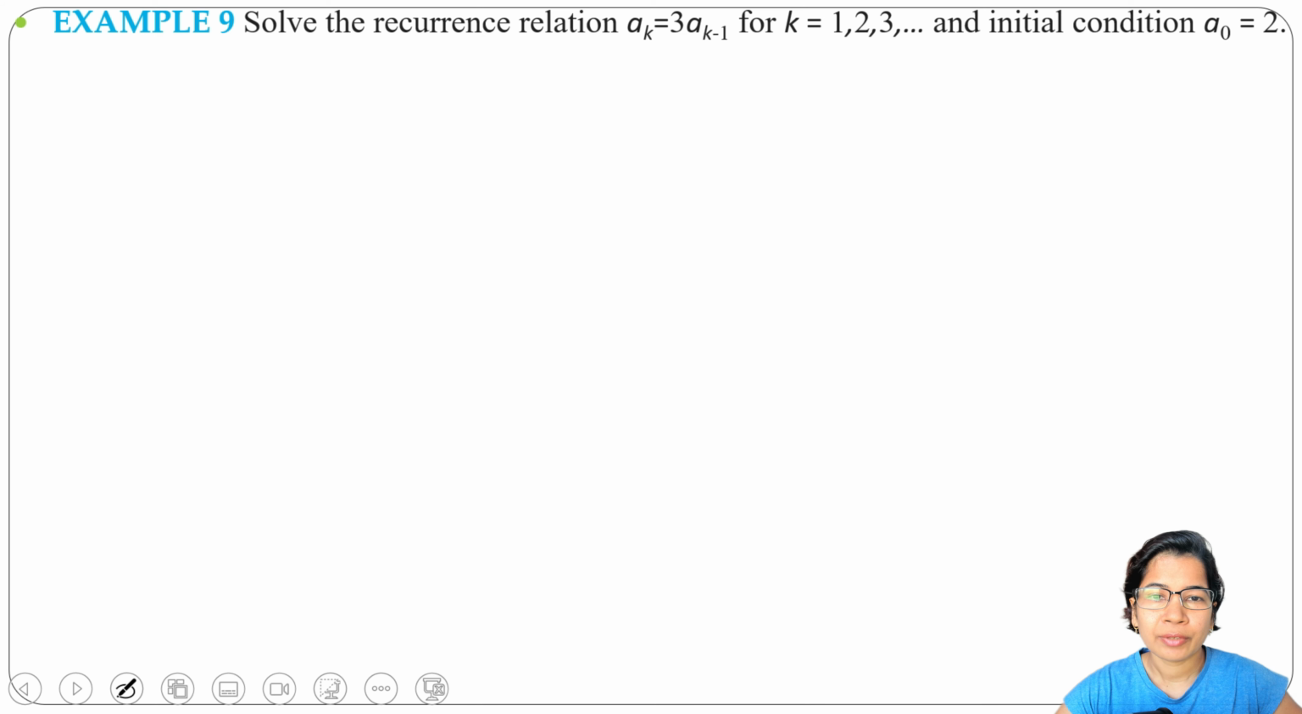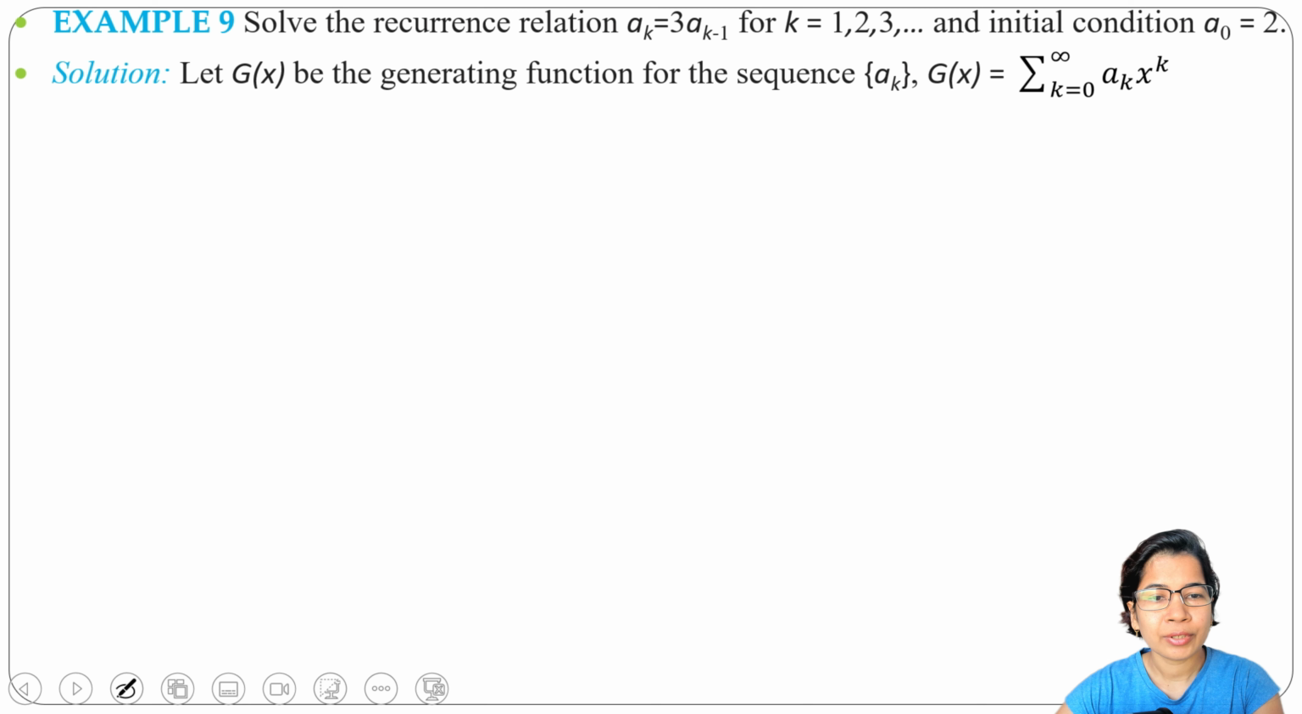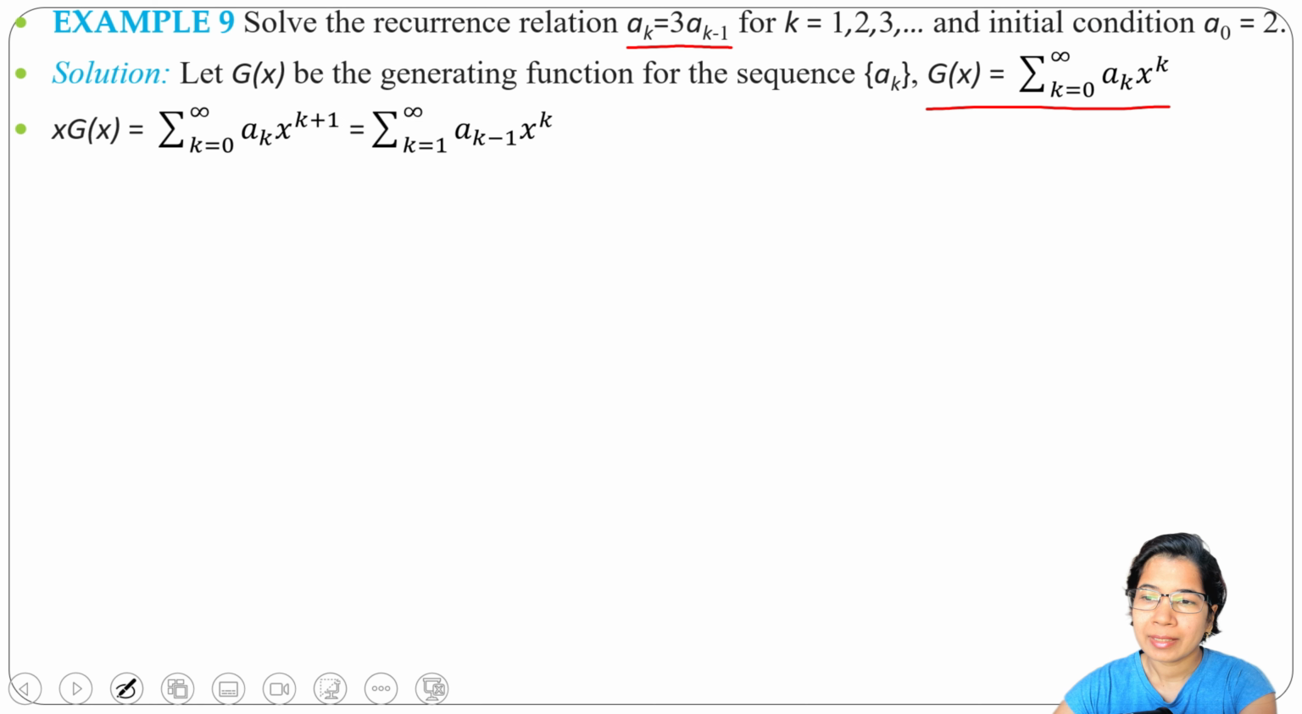We know the generative function formula. If g(x) is the generative function for the sequence ak, then g(x) equals the summation of k equals 0 to infinite ak x^k. And here it's given ak equals 3a(k-1). So what we will do, we will also find x g(x). x g(x) means we are multiplying x before g(x). So here we will multiply another x. Here k, here 1, so it will be x^(k+1). Rest all are same: summation of k equals 0 to infinite ak x^(k+1), as we are multiplying one x.